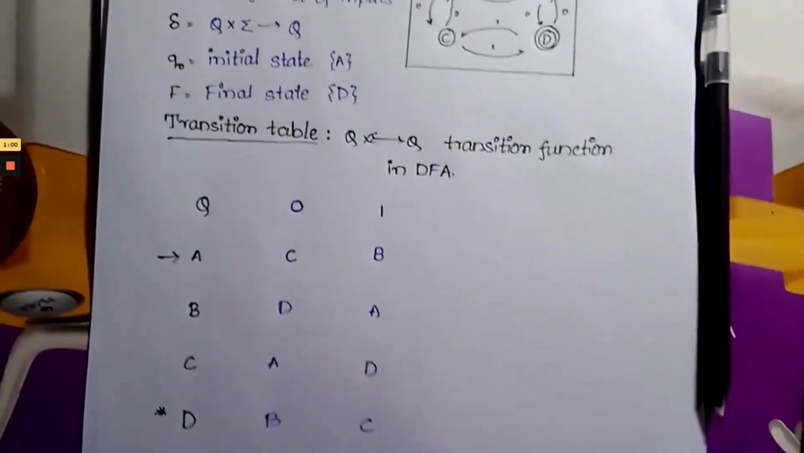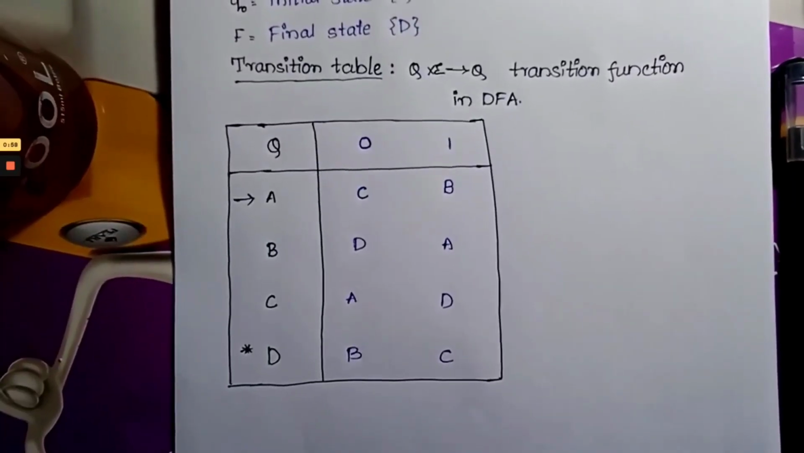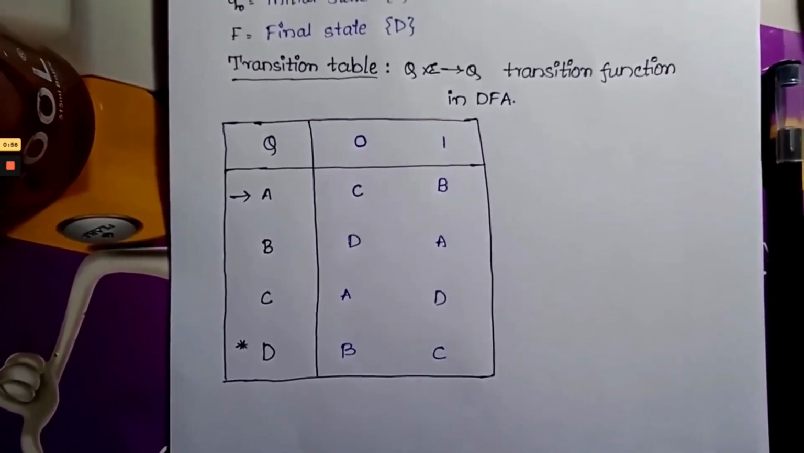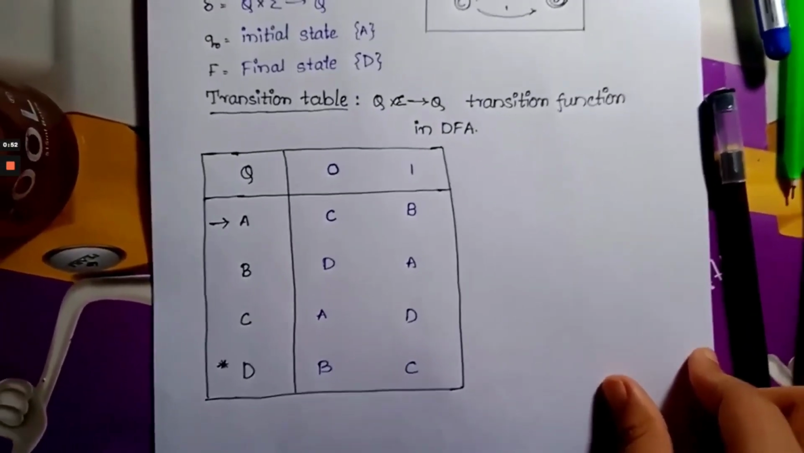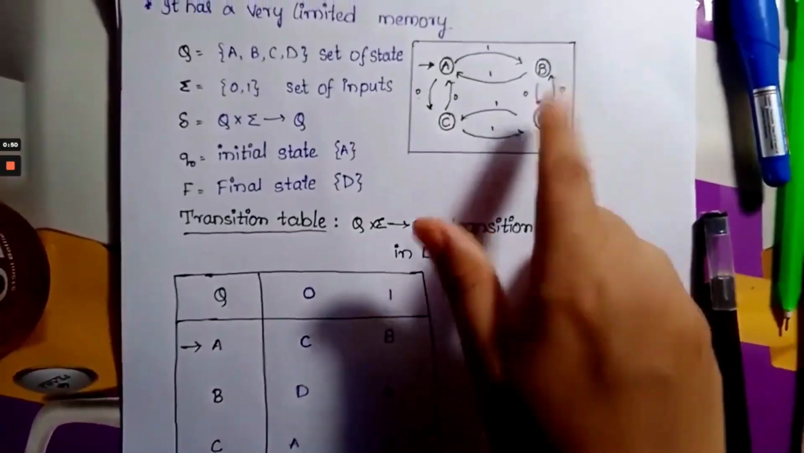This is our transition table for the given DFA, and we can draw it very easily. Now I hope you got clarity on how to draw a transition table.